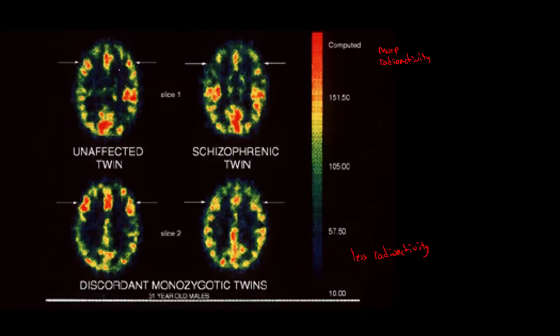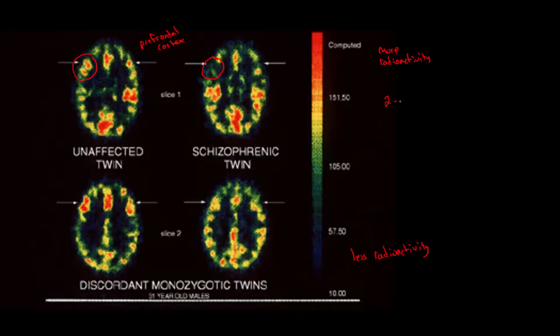And if you look at the arrows, you can see, if we look at the unaffected twin, they have more radioactivity in this area than the schizophrenic twin. It turns out this is, again, prefrontal cortex. Okay, so this twin has more radioactivity. What does that mean? Well, we don't have enough information yet. So I'll give you the information.